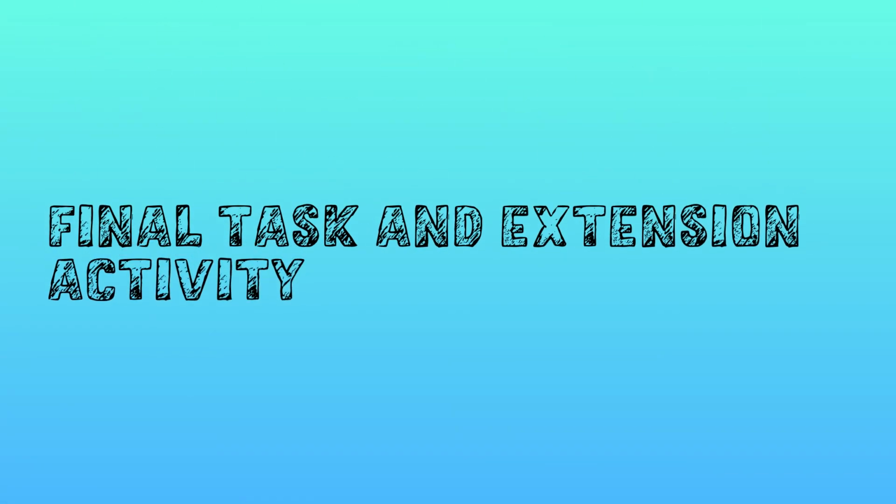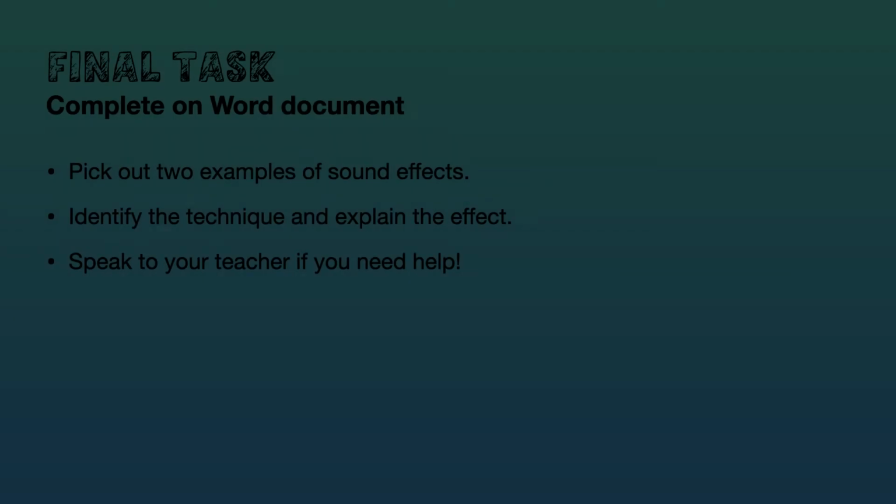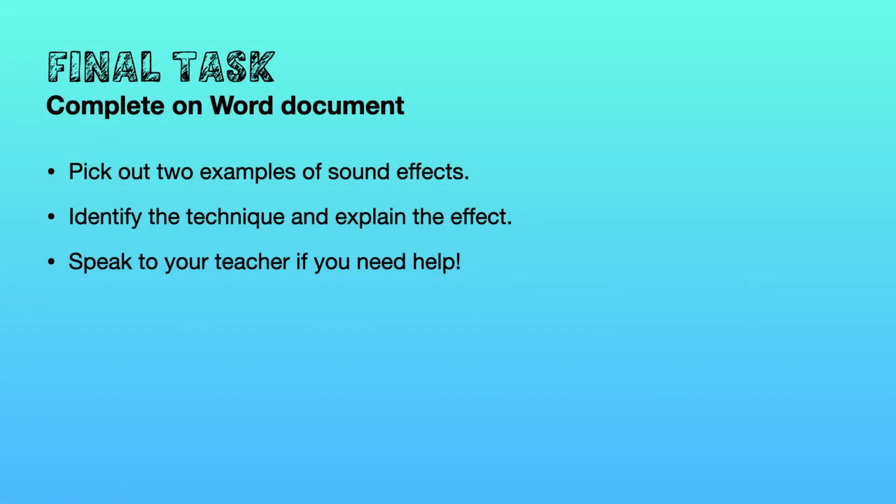Let's look at the final and extension activities. So the final task then, you look at the poem you've just annotated. You're going to pick out 2 examples of sound effects, try and pick out different ones. Identify the technique and explain the effect. And remember, please speak to either your class teacher or the call host teacher if you need any help.